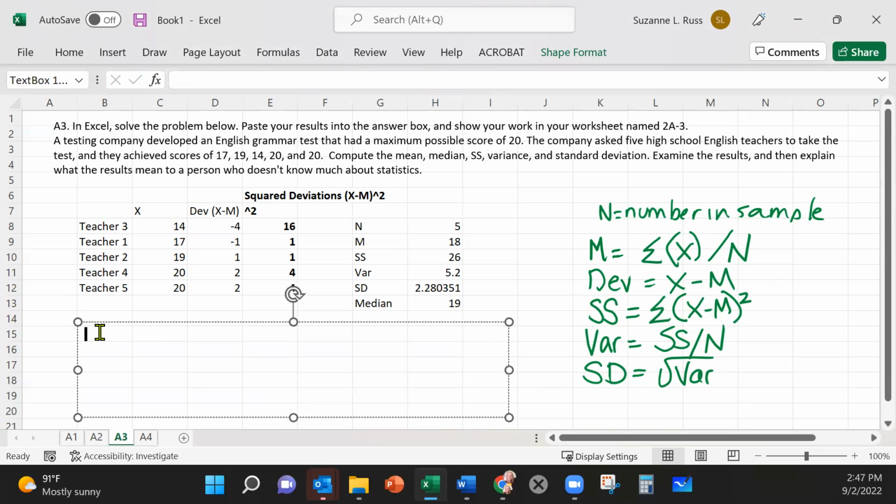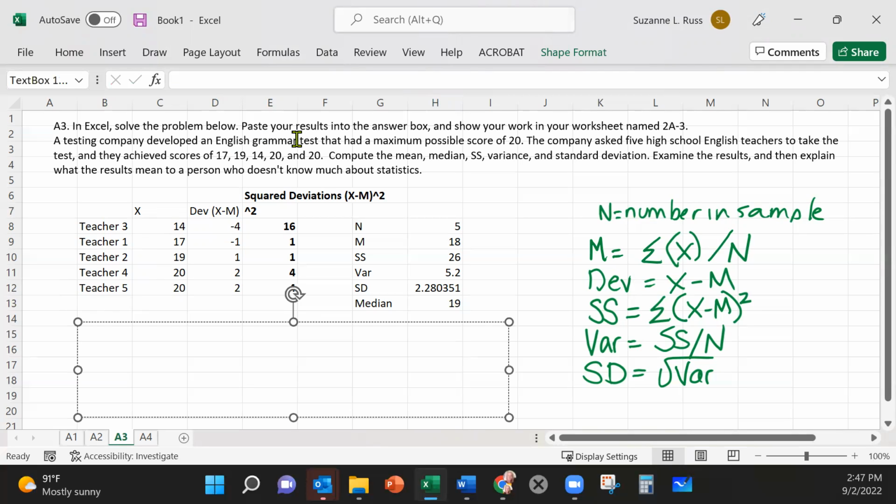So how am I going to explain this? Well, this is where we want to go back and think about what these data mean. The first thing that I can observe about the distribution is that it's likely going to be skewed, because I can see that the mean, 18, is lower than the median. So we have a kind of negative skew. So let's investigate this. Now, this is a test of English grammar.